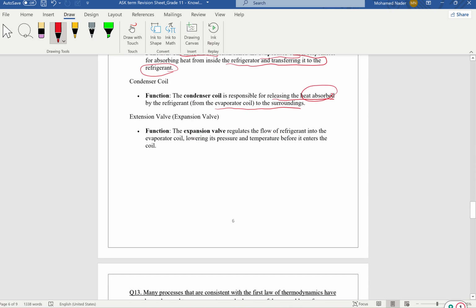What is the expansion valve? The expansion valve has an important function inside the refrigerator, because it's responsible for the flow of the refrigerant inside the evaporating coil. So when you increase the flow of the refrigerant liquid inside the coil, this will increase the pressure and will make an adjustment between pressure and temperature inside the coil, and this will avoid any kind of explosion inside the refrigerator.